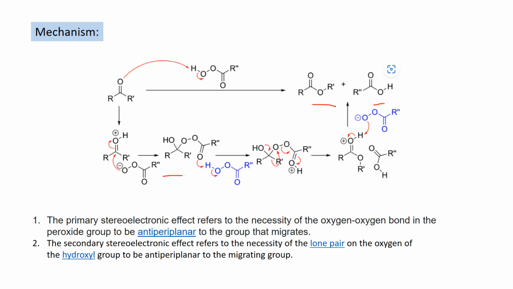From here you can see in the mechanism that a shift is happening. There is a shifting of the alkyl group from the carbonyl center to this oxygen atom. For this shifting, there is a requirement of an anti-periplanar arrangement, between this oxygen-oxygen bond, that means this bond, and in the peroxide the group that migrates. Actually this group should migrate here; they haven't drawn this one properly.